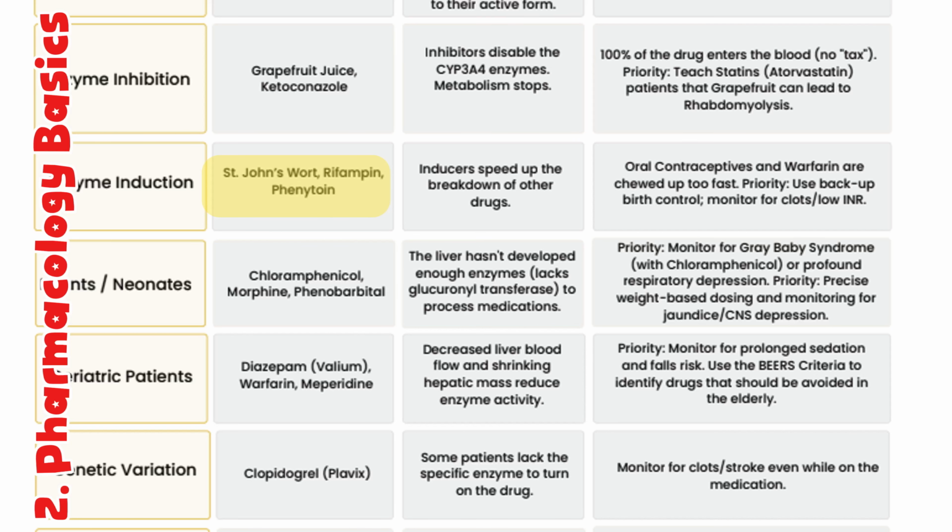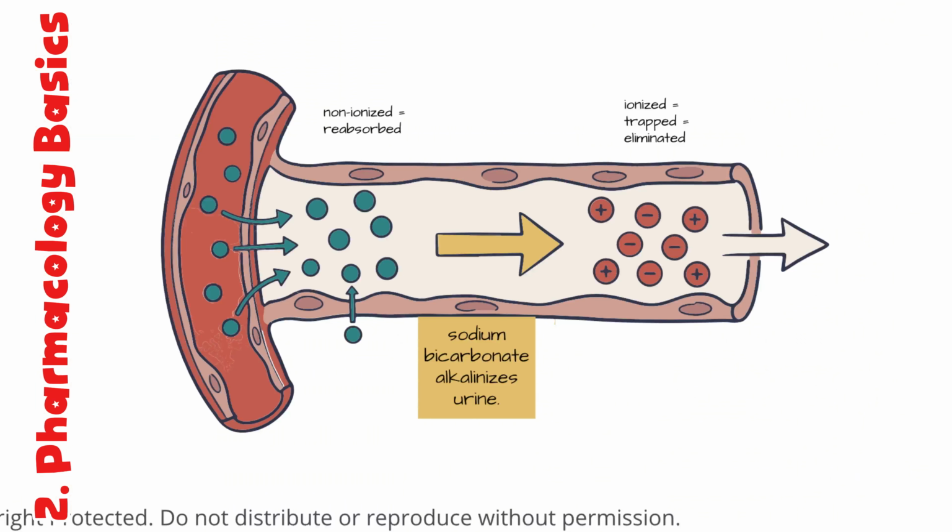Excretion happens primarily through the kidneys, and you can manipulate it. Sodium bicarbonate alkalinizes the urine, which traps a weak acid like aspirin in its ionized form in the tubular lumen and forces it out with the urine. This is ion trapping, and it's a real overdose management tool, not just theory.